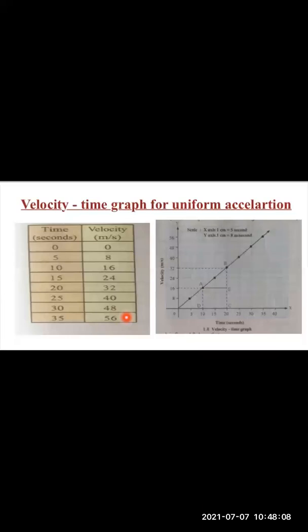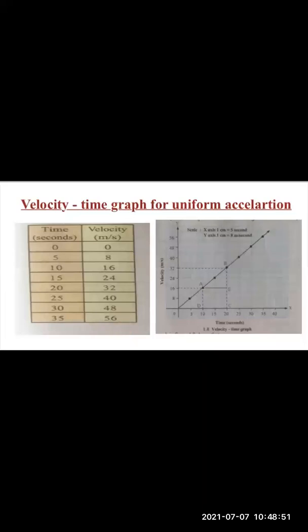Now, if you look at the velocity column carefully, what we can see is the velocity column is varying in multiples of 8. That is, at the first 5th second, I have 8 meter per second as velocity. Then 16, 24, 32, 40, 48, 56. So you can say the velocity is varying in multiples of 8. So you can also say the motion is of uniform velocity. After every 5 seconds, the velocity changes by the same value.